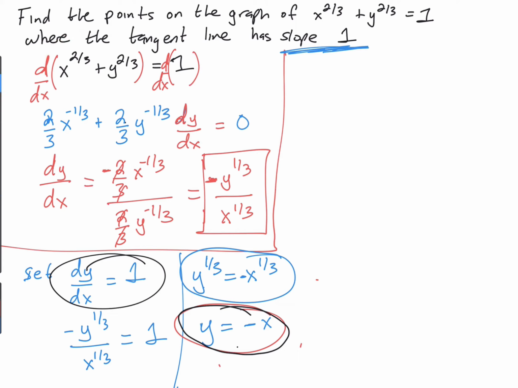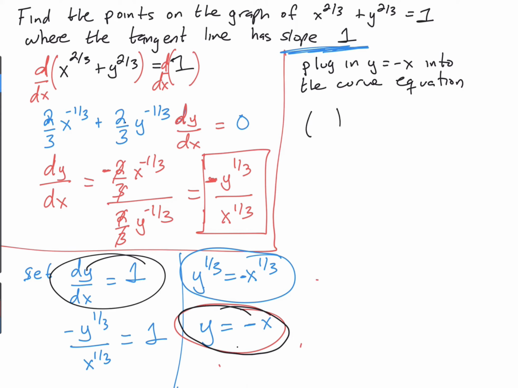So if we're looking for the exact point, we want to plug y equals minus x into the curve equation. Does that make sense? Why we would plug it in? Because we're looking for that relationship on our curve. So that makes sense, right? Okay, all right.